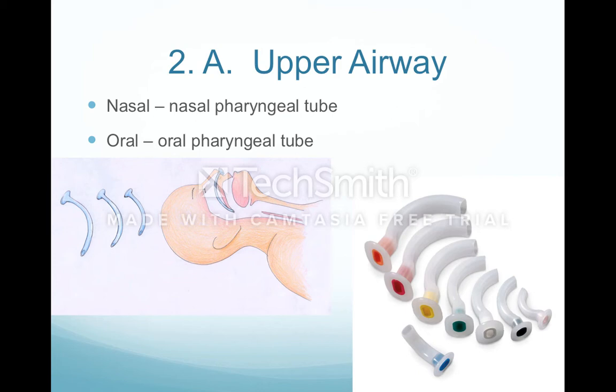For measurement of the oropharyngeal airway, that goes from the tragus of the ear to the opening of the lips, and that's how you measure out which oropharyngeal airway you would use. So generally speaking, these would be for adults, and then the last four are for your pediatric population.